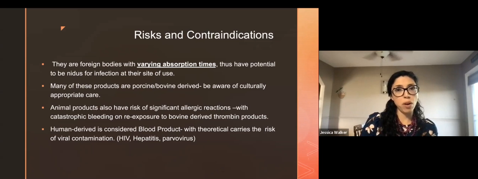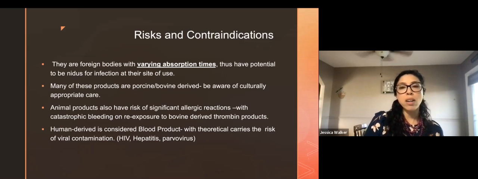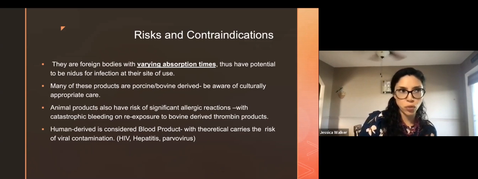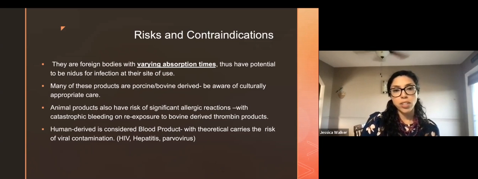Certainly, some of these products are animal-derived, porcine and bovine, so we have to be culturally aware of these products. Some of these products are also human-derived. Because of that, they are considered blood products, and we have to properly consent our patients with that. And because they are blood products, they carry the risk of infection, such as HIV, hepatitis, and parvovirus.